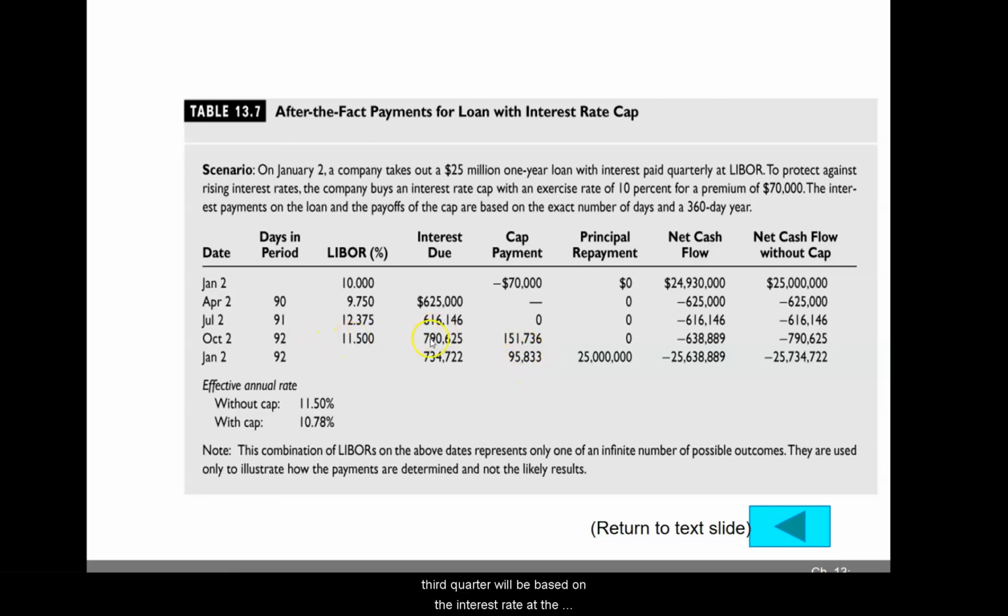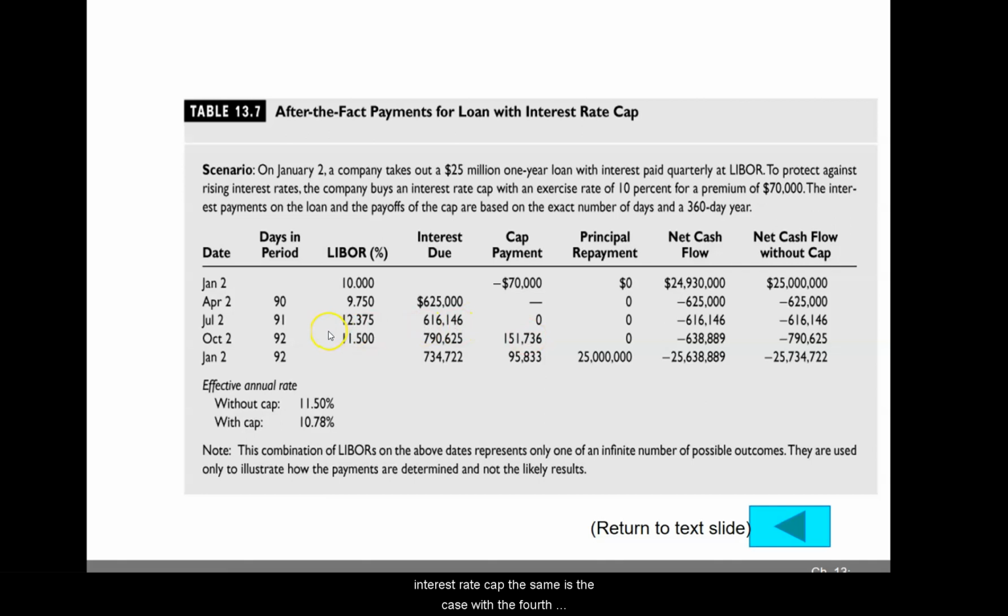The interest payment for the third quarter will be based on the interest rate at the beginning of the third quarter, or that at the end of the second quarter, which is 12.375%. So 12.375% multiplied by 25 million multiplied by 90 divided by 360 gives us 790,625. So we see that the net cash flow here is 638,889. This is because this is the payment that needs to be made, but this is reduced by the amount of the gain on the interest rate cap.